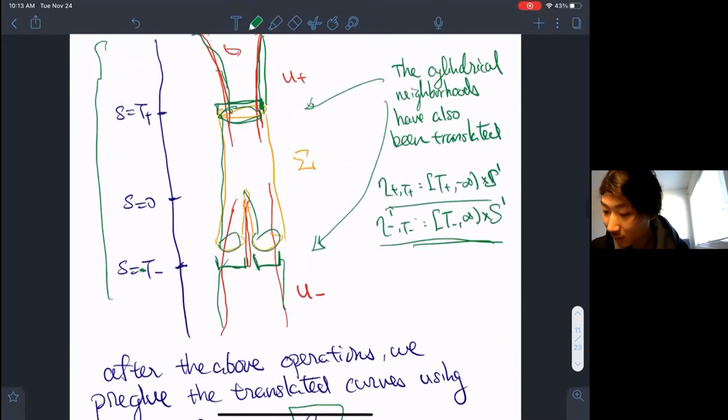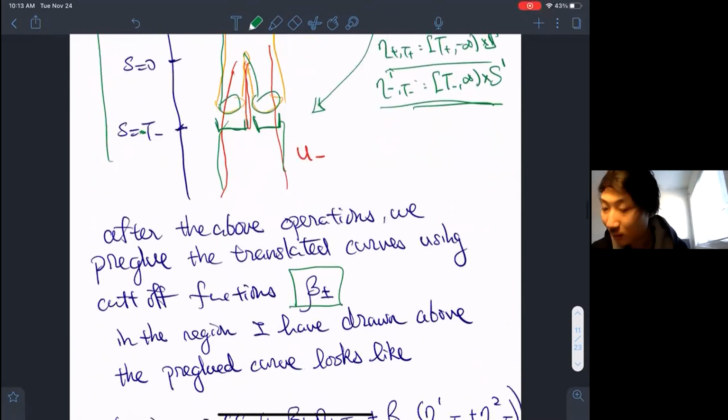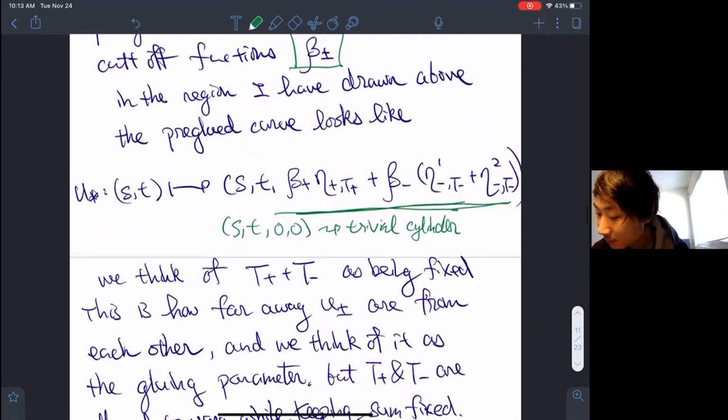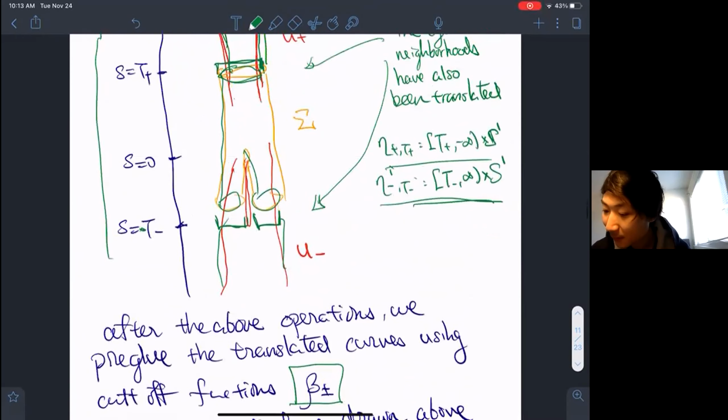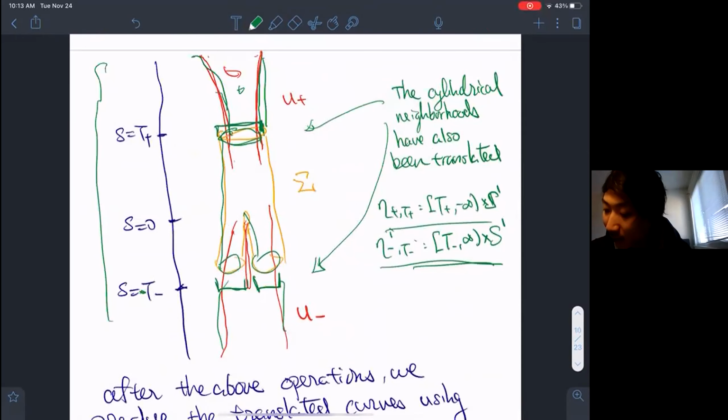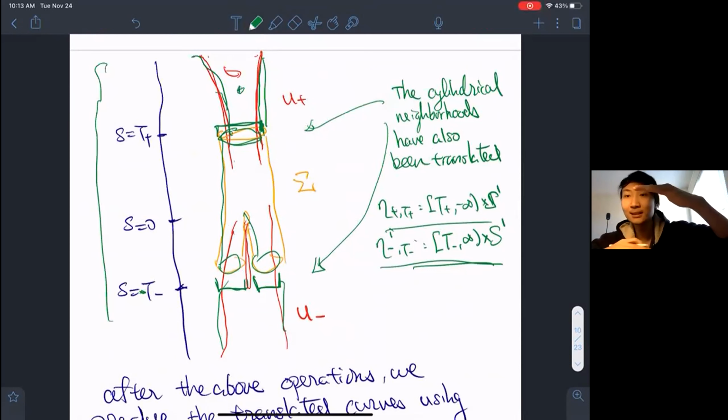So let's make a remark about T plus and T minus. We think of their sum, as the gluing, as being fixed. We think of the sum of T plus and T minus as basically measuring how far U plus and U minus are from each other. And we think of this as the gluing parameter.